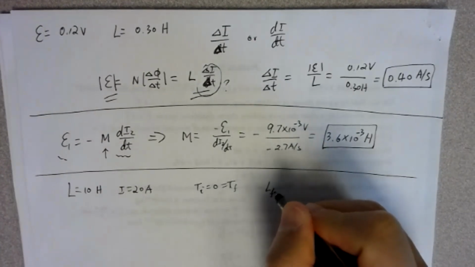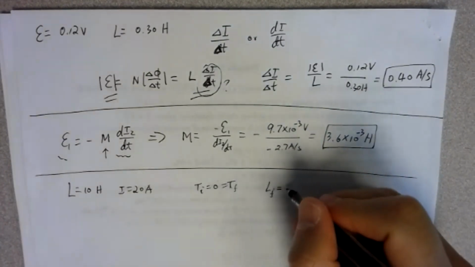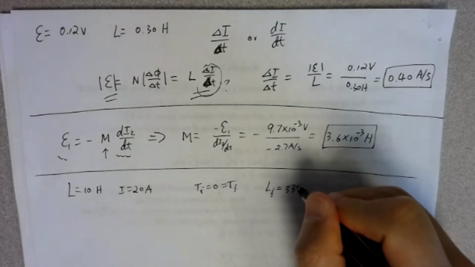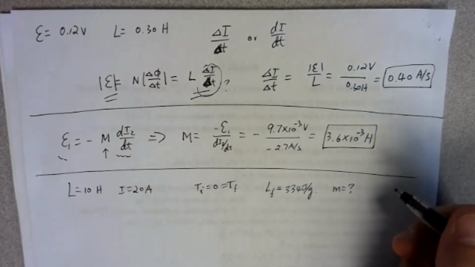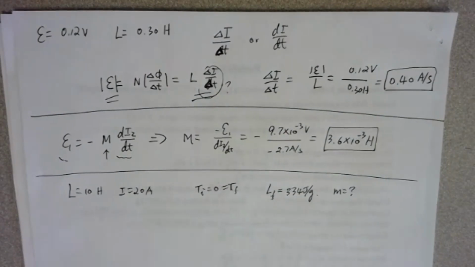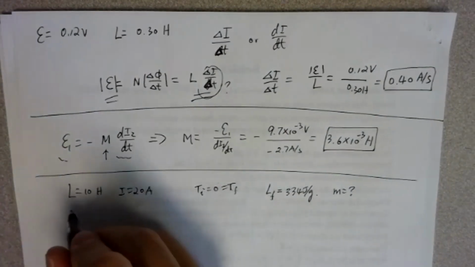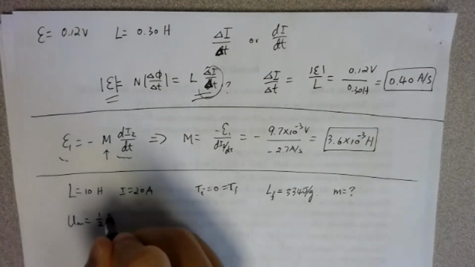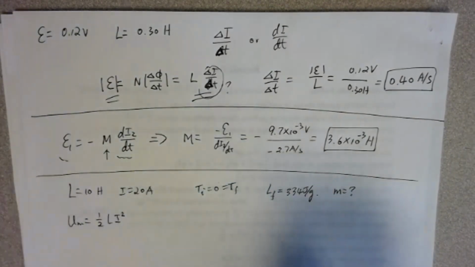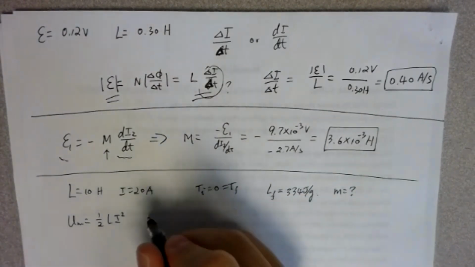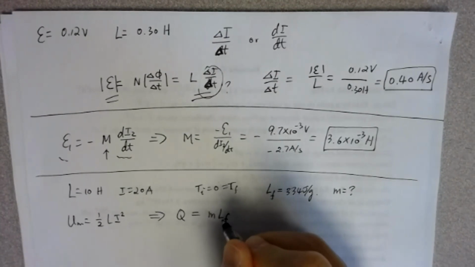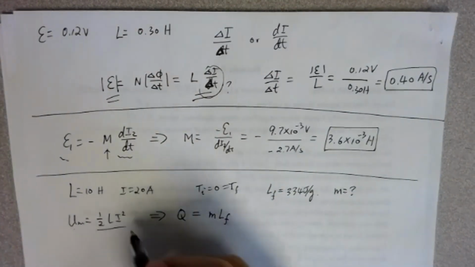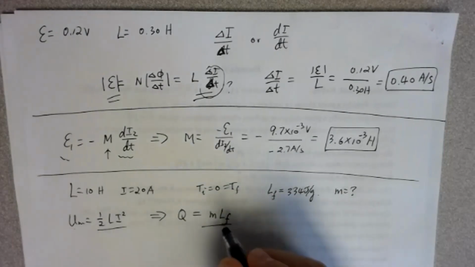It tells you the latent heat of fusion, 334 joules per gram. It's asking you for how much. I'm assuming we are looking for the mass, how much of the ice in grams. In this case, energy stored here, U_M, is 1/2 L I squared. That's what we learned in the past slide. That energy should be converted into heat to melt the ice. So melting of ice will be m times that. So this equals that, right? You can set this equal to that, and then you solve for m.